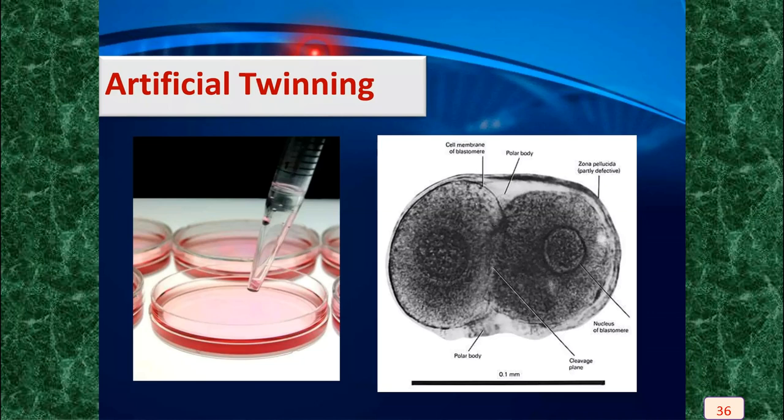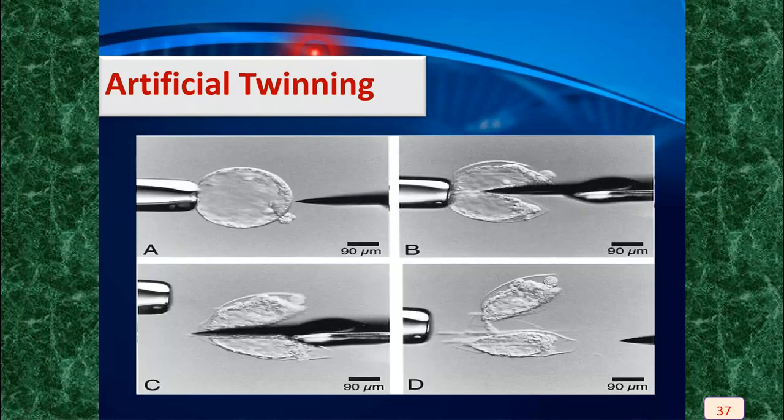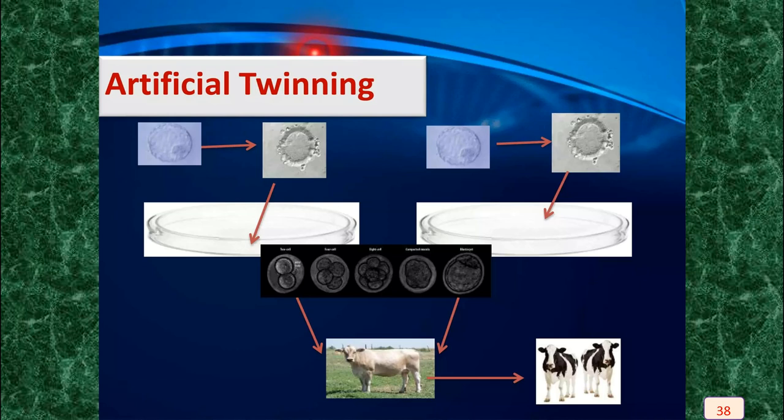A separate nucleus will be followed. If it is visible, then surely you can do it. Then artificial twinning also says that 90 micrometer is the highest size. Twinning is a process in which a cow, at the same time, is going to give birth to new offspring.